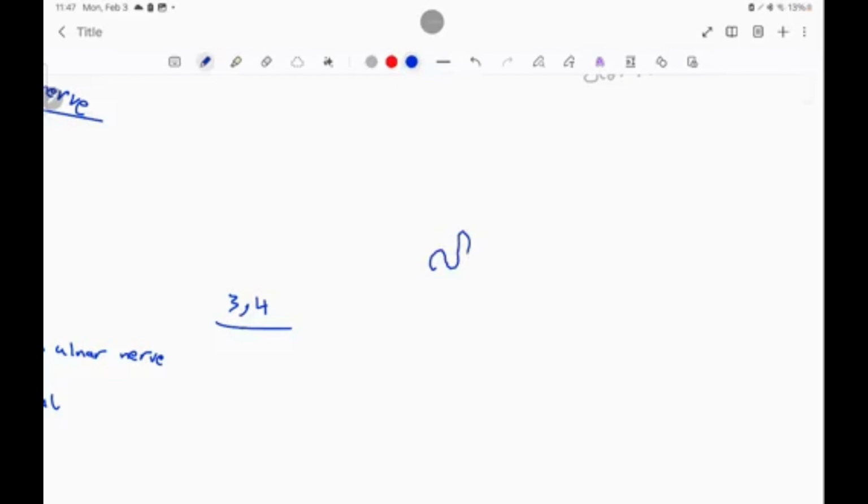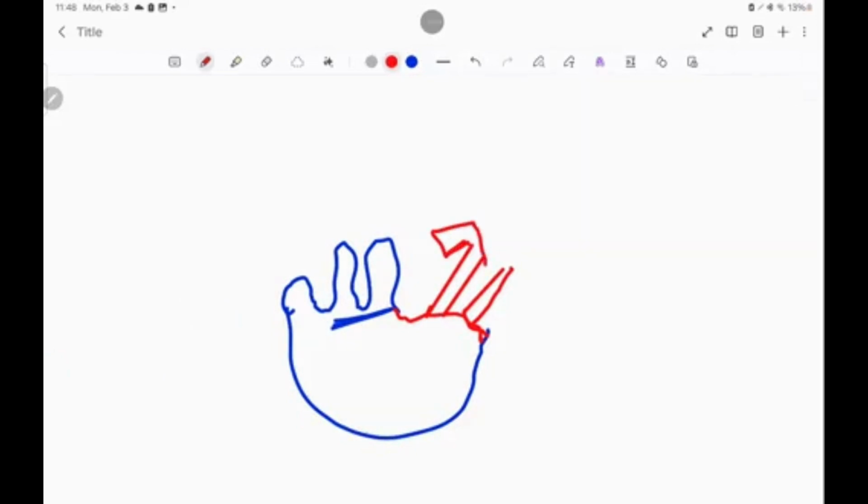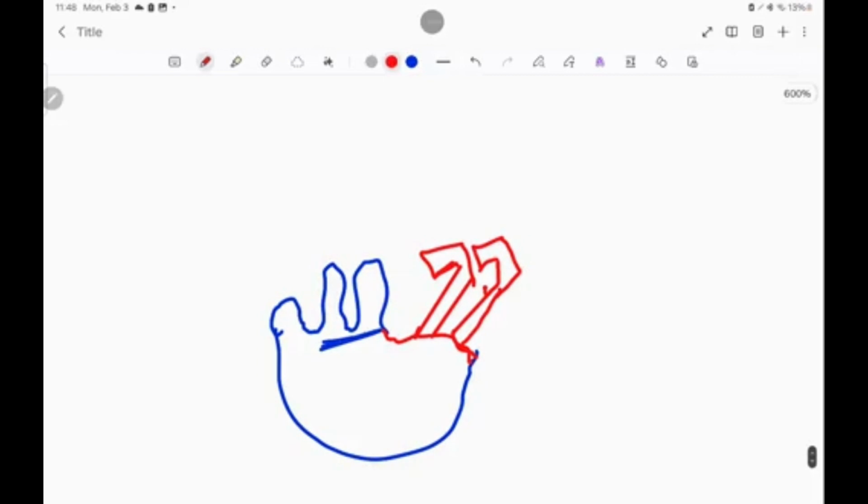Here is the thumb, here is the index, here is the middle. We said that nothing will happen to them, but these two fingers, extension of the metacarpophalangeal, they are extended. Let me extend them. Here, the metacarpophalangeal joints are extended, and flexion of the interphalangeal joints.